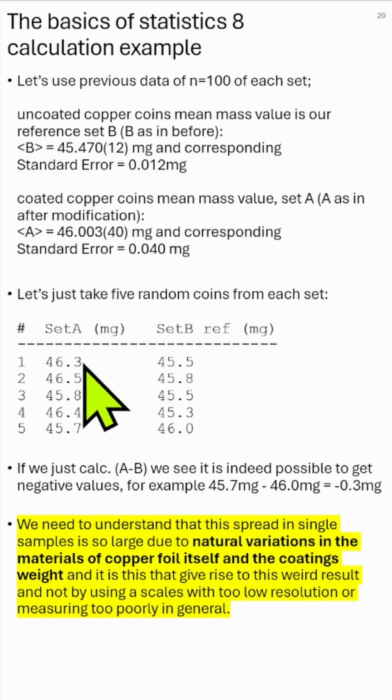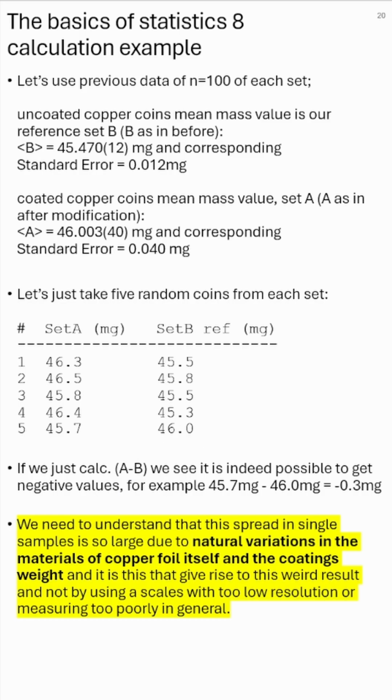If we take the first row, 46.3 minus 45.5, that becomes a positive value. So that tends to show us that we actually have some kind of coating weight. But on the last example, 5 here, we see that after coating, mass is 45.7, but before it is 46.0. It's important you understand it's not a pair-to-pair comparison here. These are random sets that we put against each other, right? So that means for that 5th row comparison, we get a negative mass of minus 0.3 milligram.